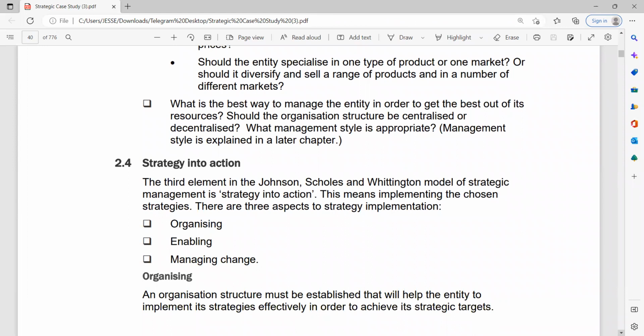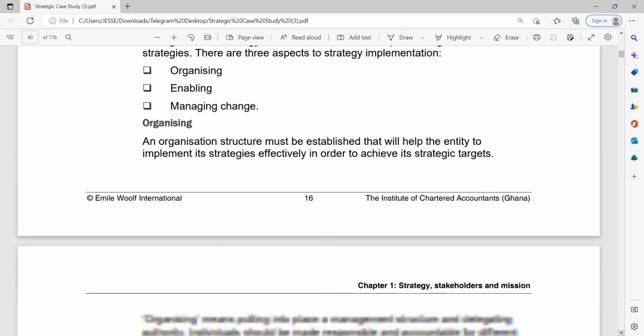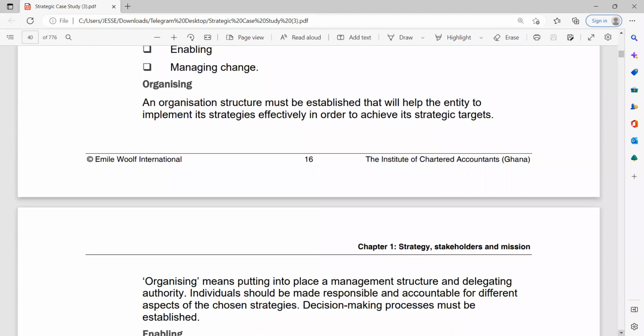Now let's move on to strategy into action, or what I call implementation. This is the third element in the Johnson, Scholes, and Whittington framework, or the JSW model. Strategy into action basically means implementing the chosen strategies. There are three aspects to this: organizing, enabling, and managing change. So let's explain each of them. When we say organizing, what do we mean?